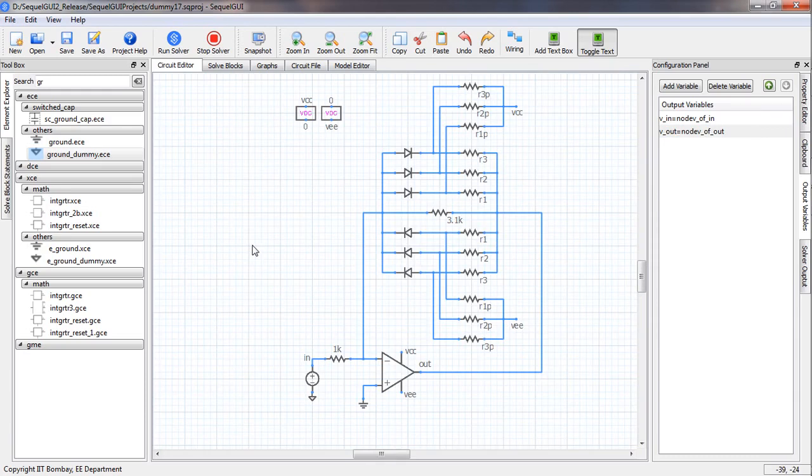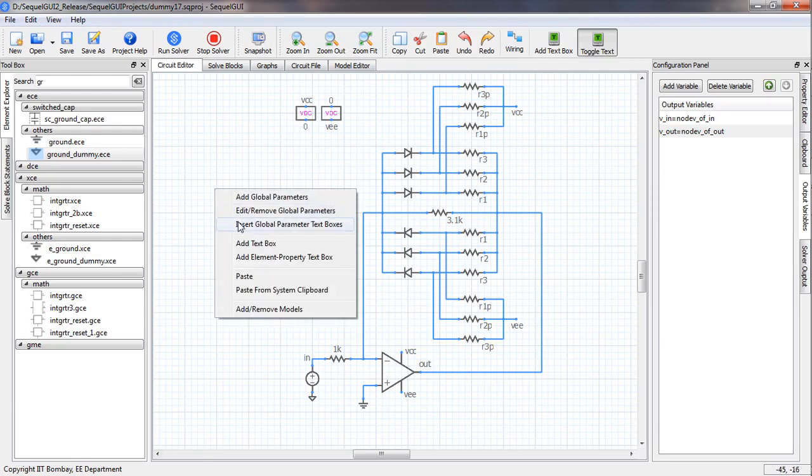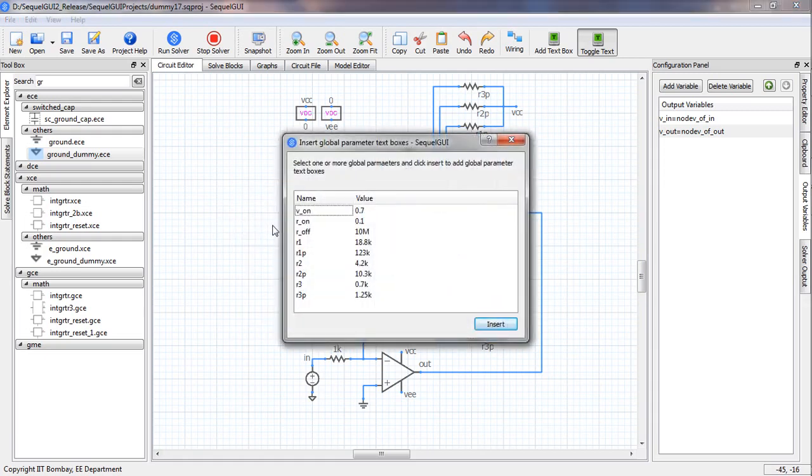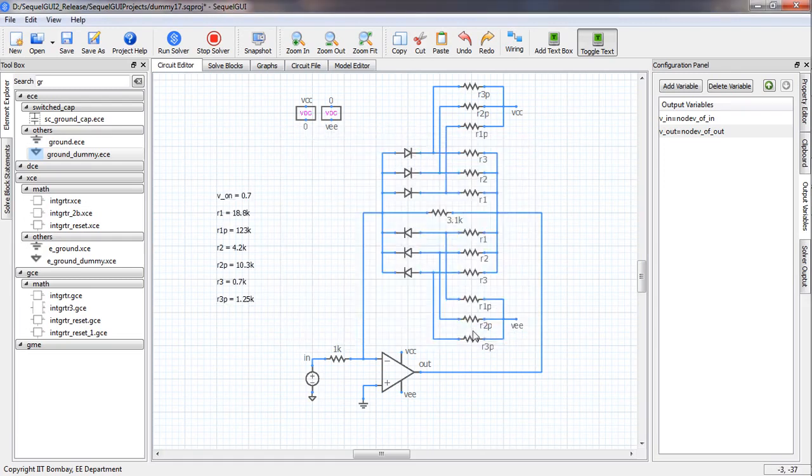Before we go to the solve blocks, let us display these global parameter values because that would be handy for reference. And the way to do that is right click in the canvas, insert global parameter text boxes, and then choose whichever parameters we like. And then the list of the parameters along with their values will appear over there.